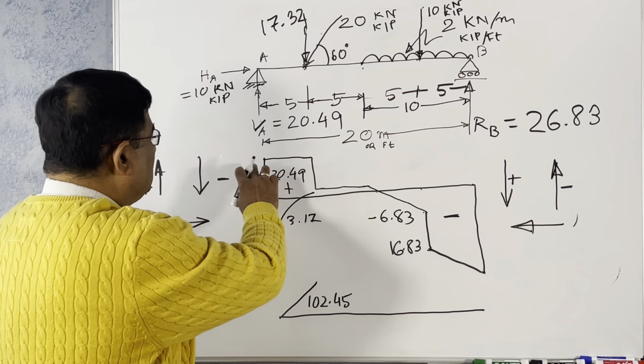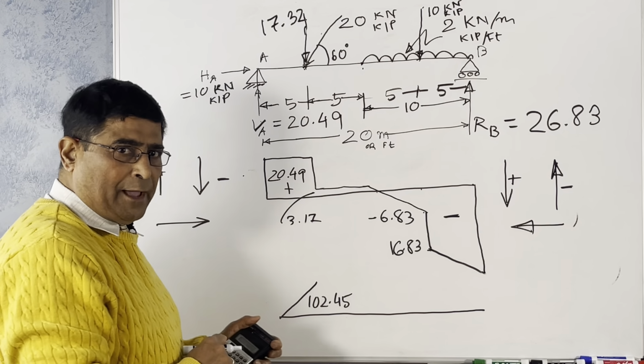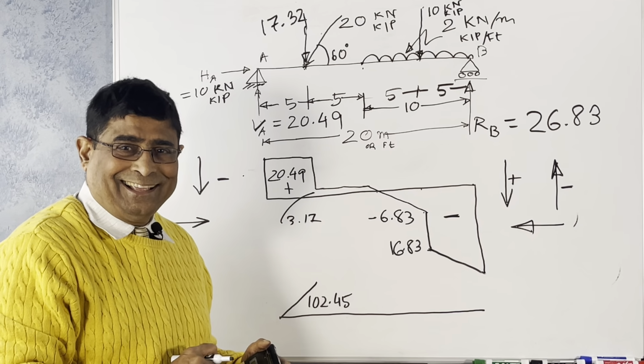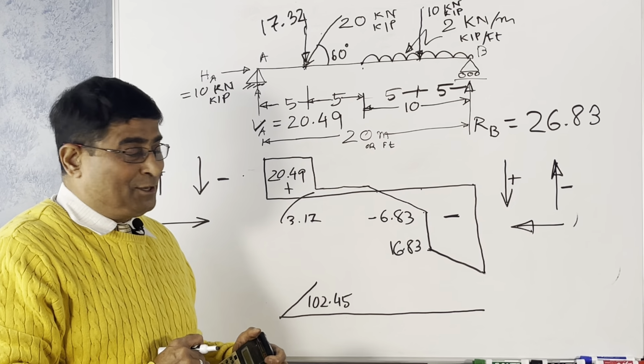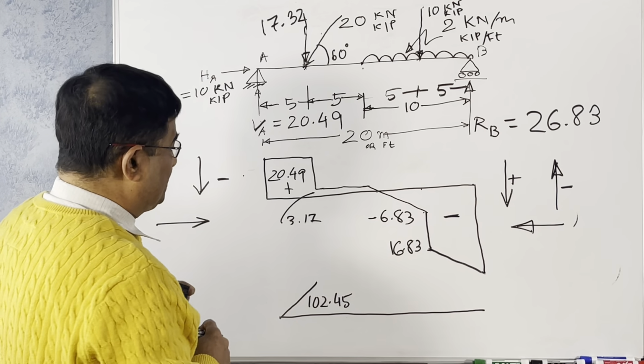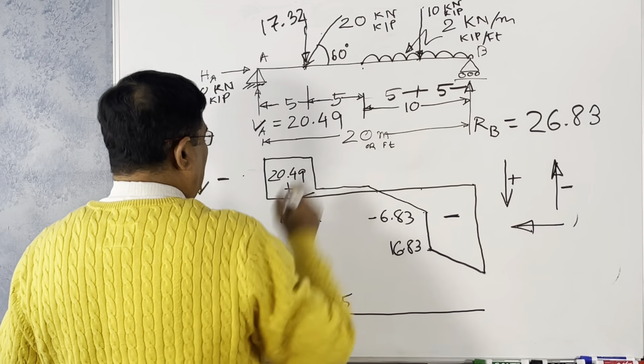20.49 multiplied by this distance 5, 102.45. I double check. You always double check your numbers. You see, that's important, because the first time you may make a mistake. So it is always better to check it twice. So what is the moment at this point?